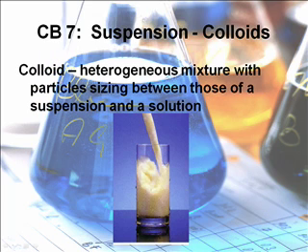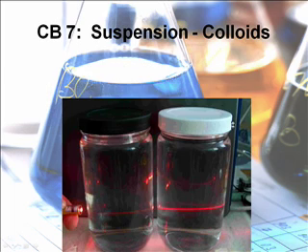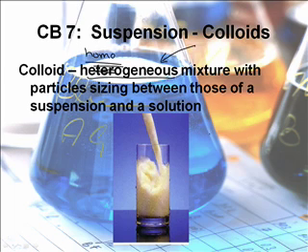There's also something called a colloid, and a colloid is heterogeneous. We've talked about this. Heterogeneous means it's the same throughout. Hetero, right? Means, pardon me, hetero means different. With particle sizing. Actually, this should say homogeneous. It's a typo. With particle sizing between those of a suspension and a solution. So we should talk about, there's actually three kinds of things. There are solutions, there are colloids, and there are suspensions.